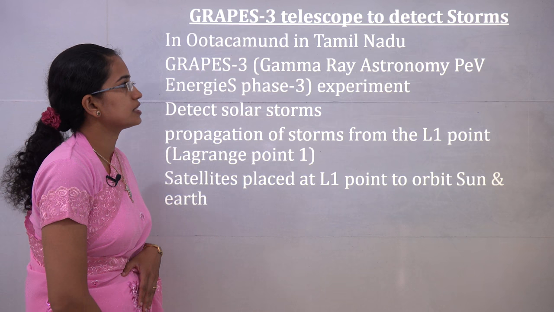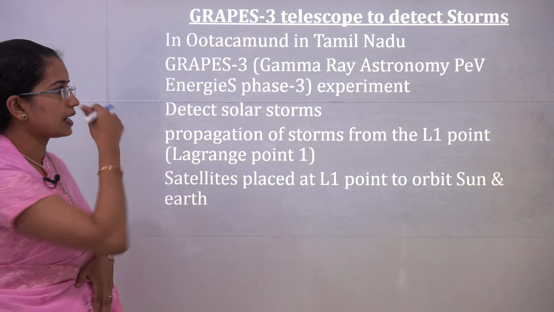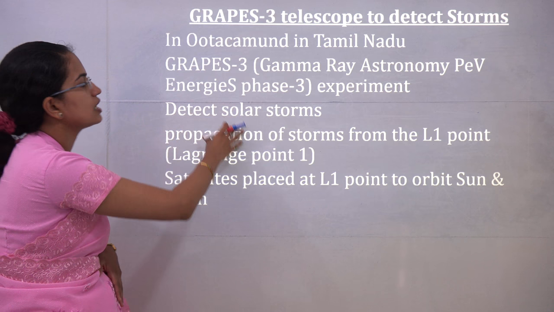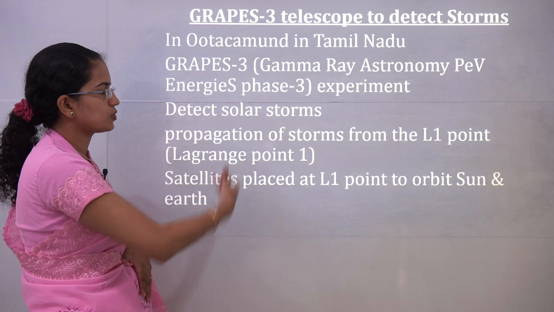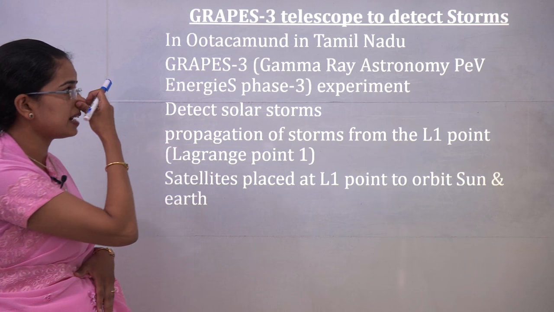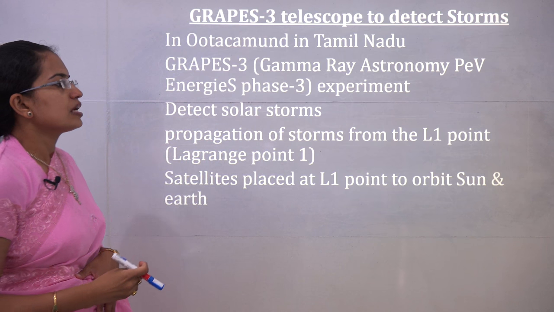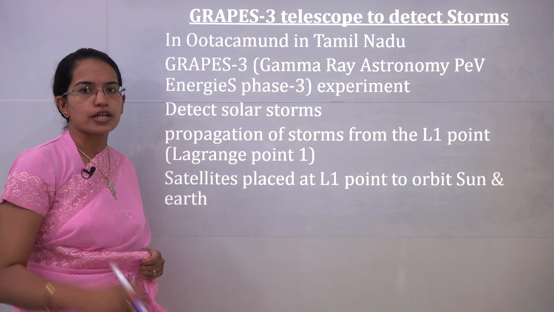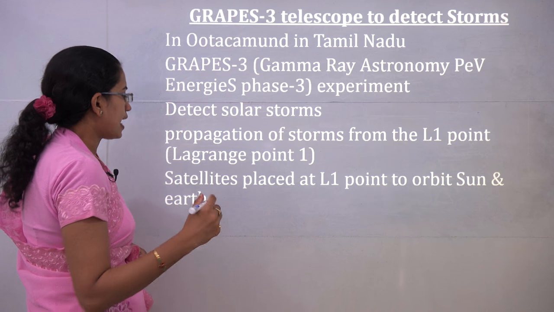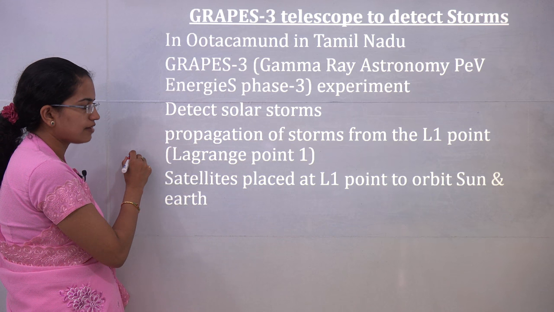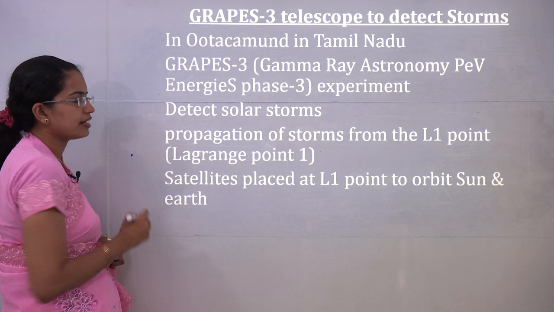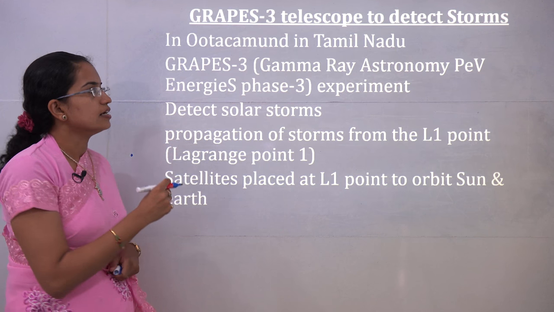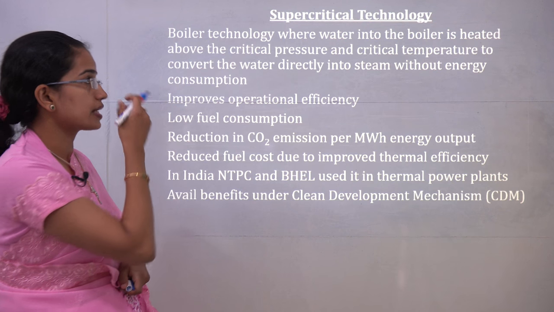The next is the GRAPES-3 telescope. Now this GRAPES-3, that is Gamma Ray Astronomy PeV Energies Phase 3 experiment, aims to detect solar radiation, and has been established in the Ooty district in Tamil Nadu. What it does is detect the propagation of storms from the L1 point, or Lagrange point. The Lagrange point is the point where satellites, if placed at the L1 point, orbit both the sun and the earth. So that is how we understand the L1 point and its importance.